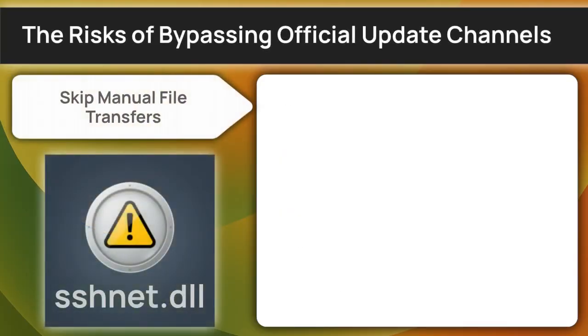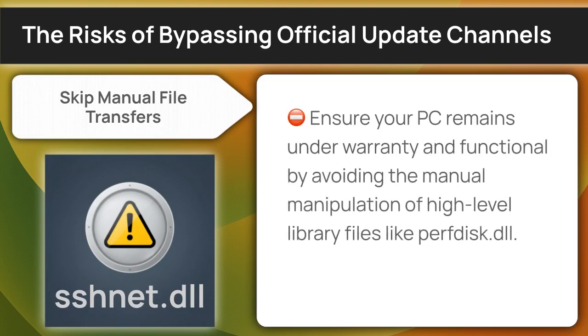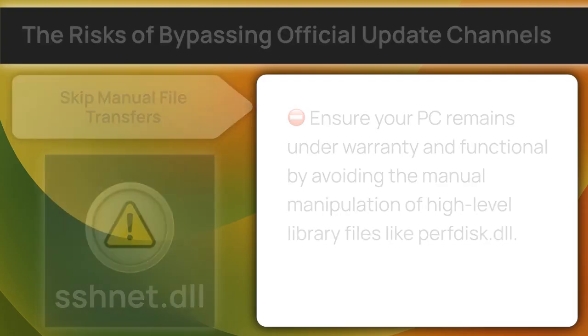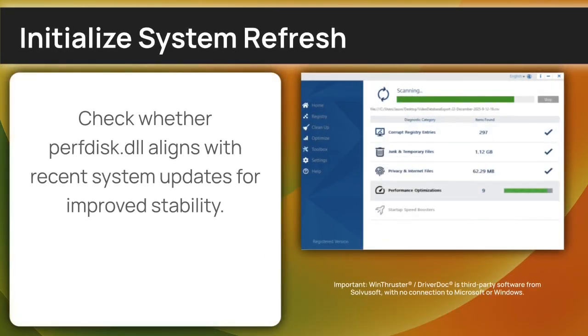To prevent any secondary issues, I recommend a cautious approach to downloading individual system files. Using an incorrect or outdated version of the SSH.NET DLL can create a domino effect, causing other unrelated programs on your PC to start failing.